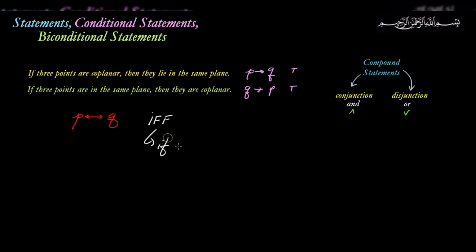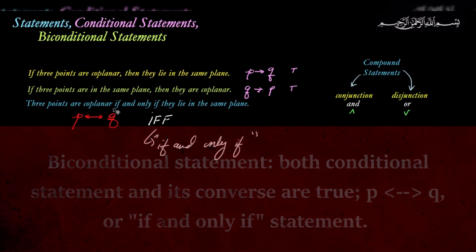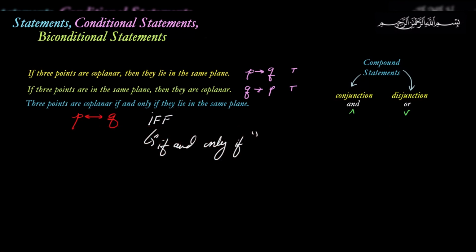Now, in mathematics and geometry, this if and only if has a very specific meaning. The meaning implied is that this is a biconditional statement. So like this: 3 points are coplanar if and only if they lie in the same plane. So this phrase, if and only if, is a very powerful phrase, and it implies a biconditional statement. In other words, if P then Q, and Q then P, the converse, are both true. So you can combine two statements like this into one biconditional statement.